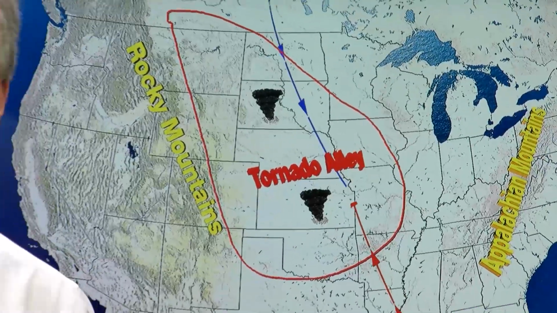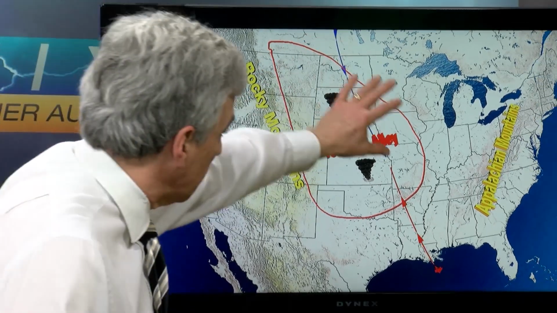There's no place in the world where this happens more often than in the central part of the United States and in other parts of the U.S. as well. And the reason for this, if you look at mountain ranges across most of the world, most of the major mountain ranges are east-west.